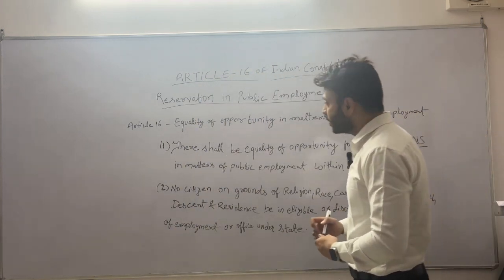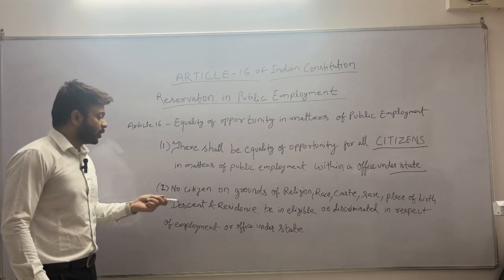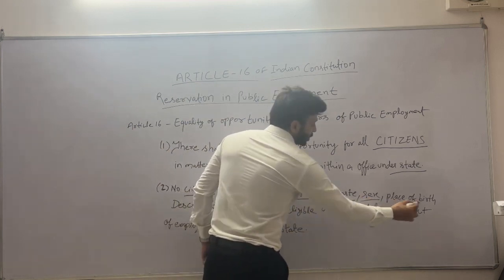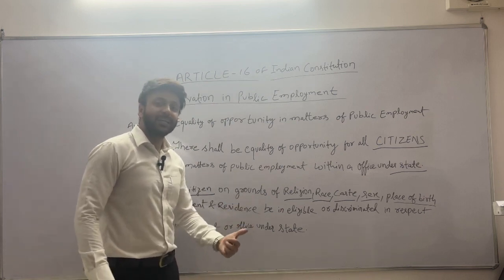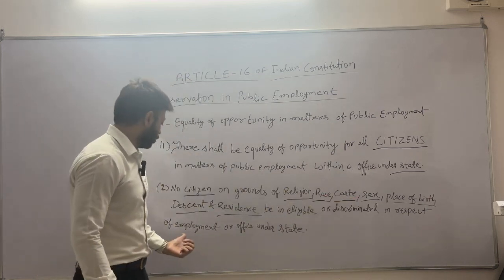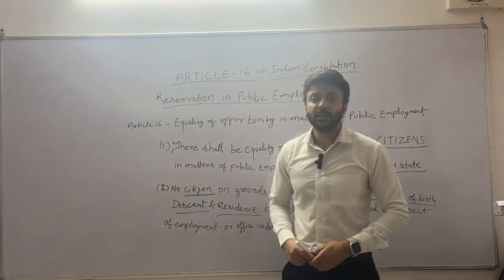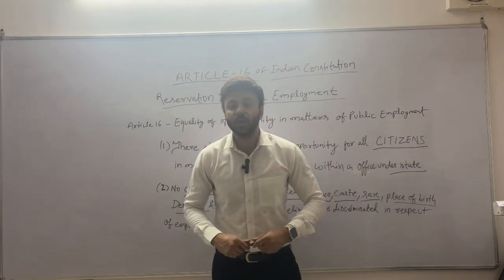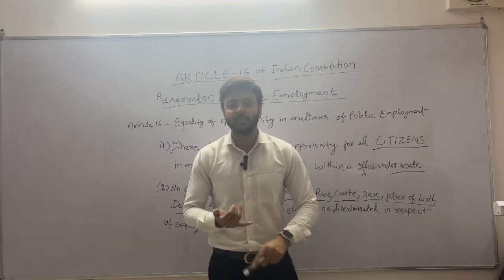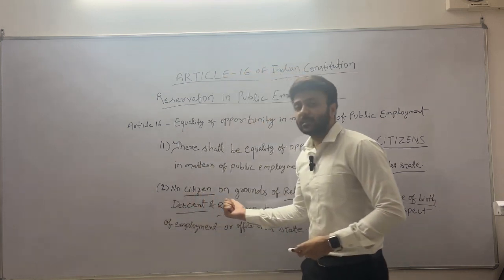Now, we all know what is state. State only refers to matters of employment within a state. Again, Article 16 clause 2 states that no citizen, on grounds of religion, race, caste, sex and place of birth, same as Article 15, but it has two extra grounds which are descent and residence, be ineligible or discriminated against in respect of employment or office under the state. Whatever it states, Article 16 clause 2 states that there shall be no discrimination in matters of public employment or an office within a state on 7 grounds. Yes, on the basis of religion, race, caste, sex, place of birth, descent and residence. On these grounds, there shall be no discrimination among citizens in the matters of public employment.